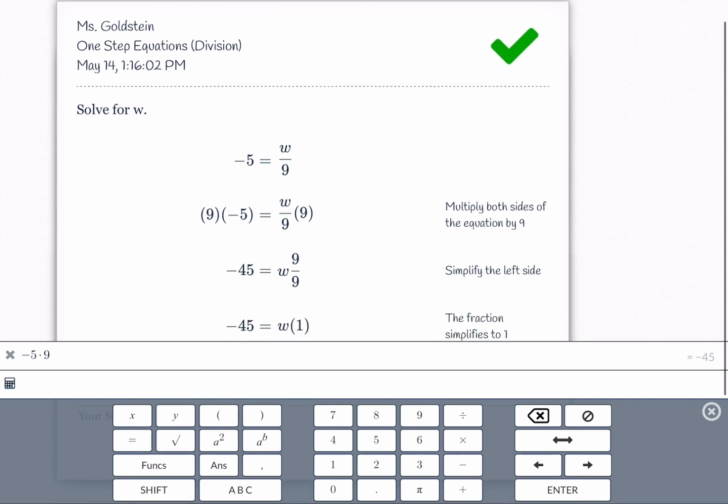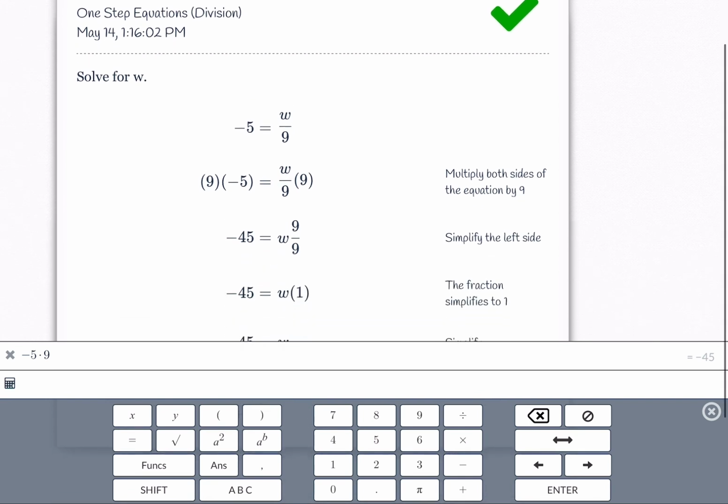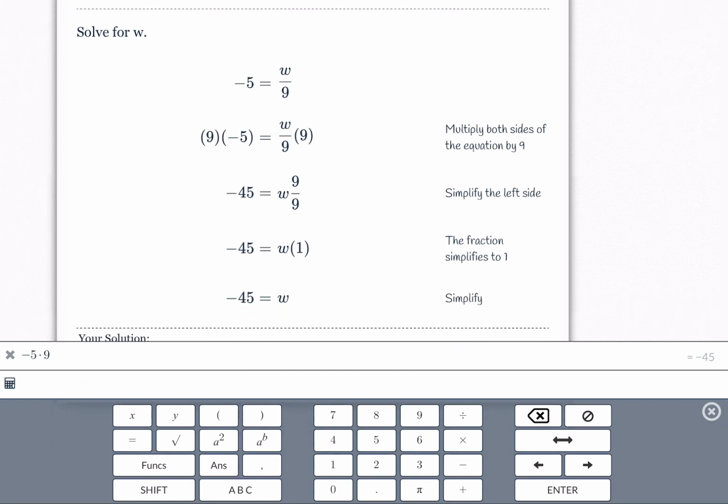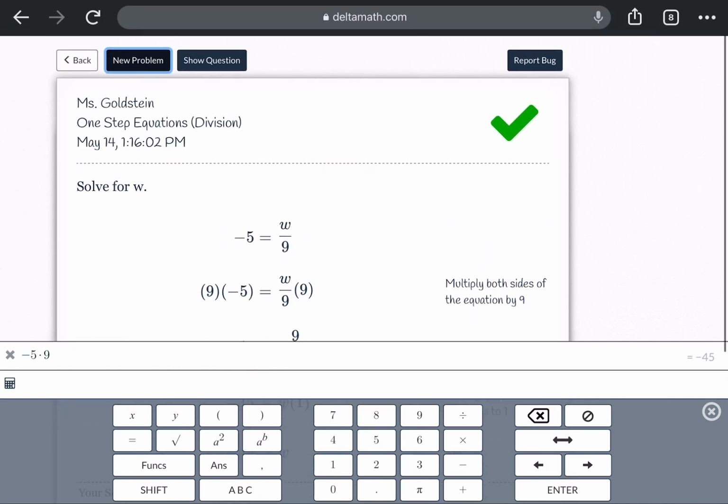And it shows that I multiplied. That's what the parentheses mean. Multiply both sides by -9. The -9's cancel out on the right to be 1, which we don't need to put. On the left side, you would have 45. Let's do one more.